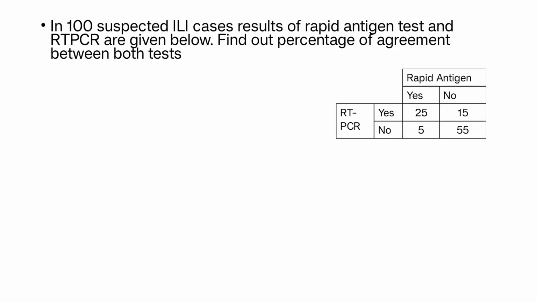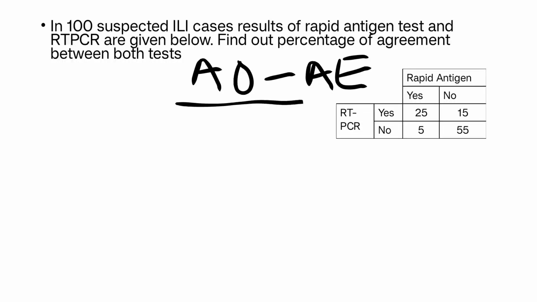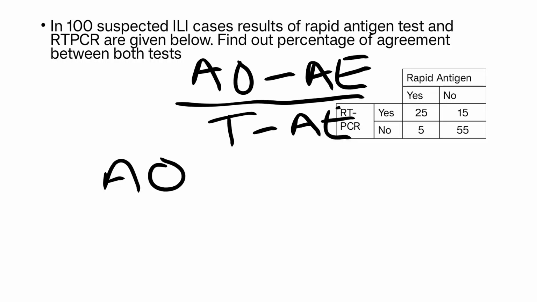Now we are taking one example. Suppose we have 100 suspected ILI cases for COVID, and we did a rapid antigen test of all 100 cases and found the result, and similarly RT-PCR of the 100 cases. Now we have to calculate Kappa, AO minus AE, observed agreement minus expected agreement, upon T minus AE. This is the formula. First of all we calculate AO. What is AO? Observed agreement, which is true.